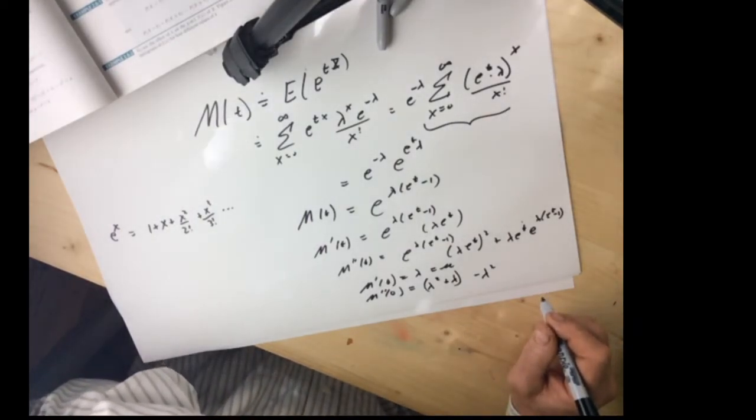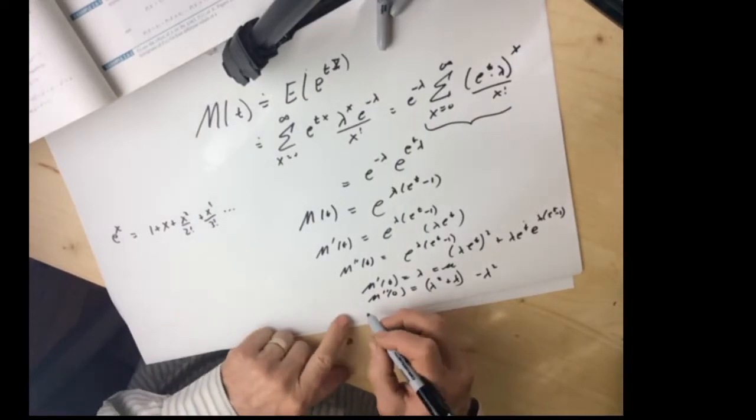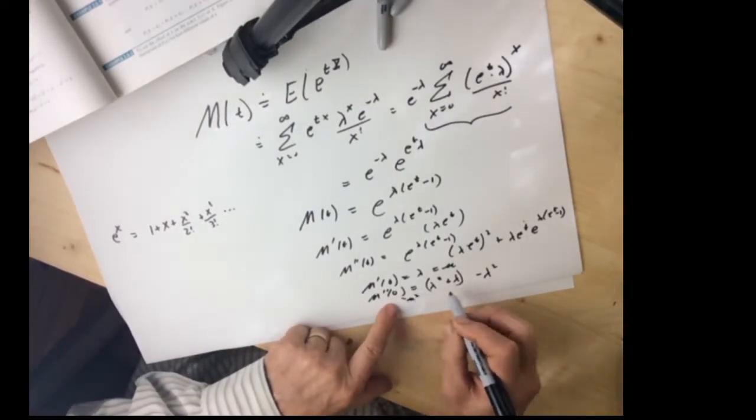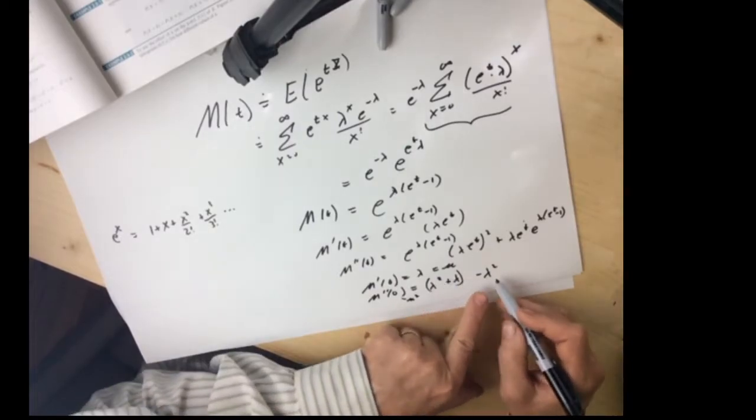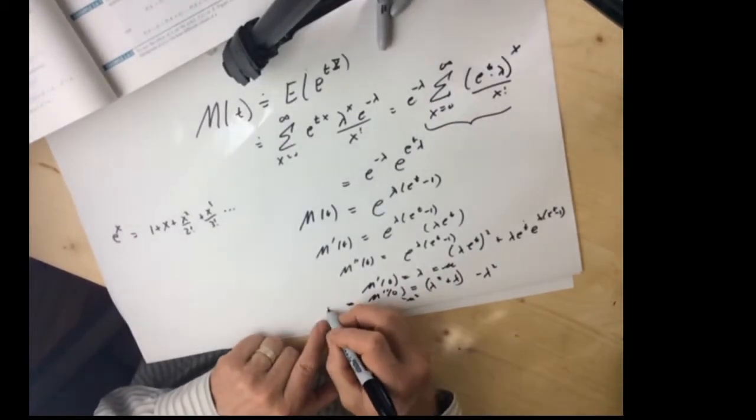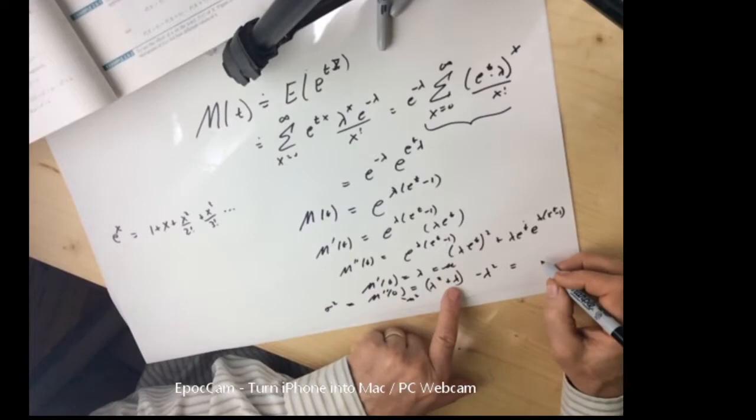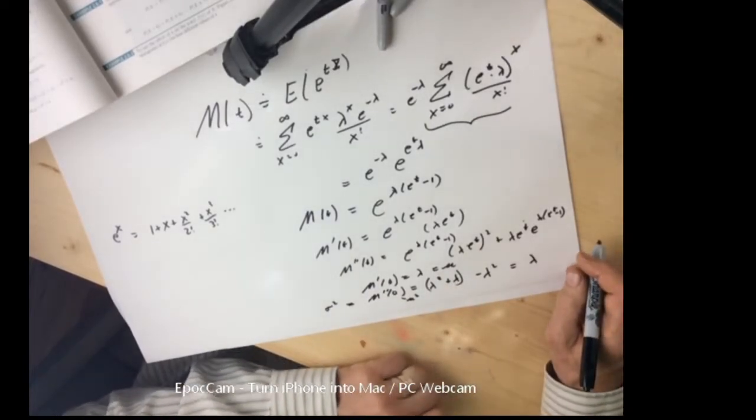Minus mu squared. M double prime of 0 minus mu squared is going to be sigma squared, and this is going to give us lambda again. So the Poisson distribution is very nice.